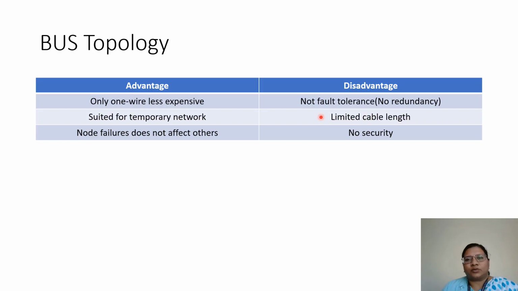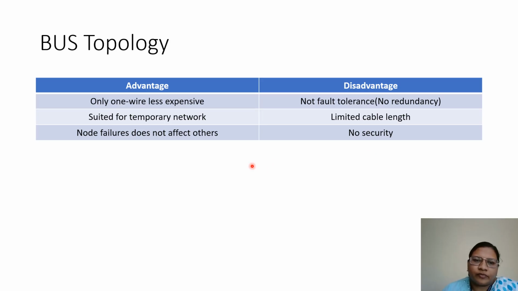The disadvantages are no fault tolerance and non-redundancy. What is fault tolerance? If that single cable is gone, the whole network is affected, and until the cable is repaired, all the nodes are useless. There is also a limited cable length; we can't connect a single wire to a large number of systems. And there is no security. Why is the security less here?